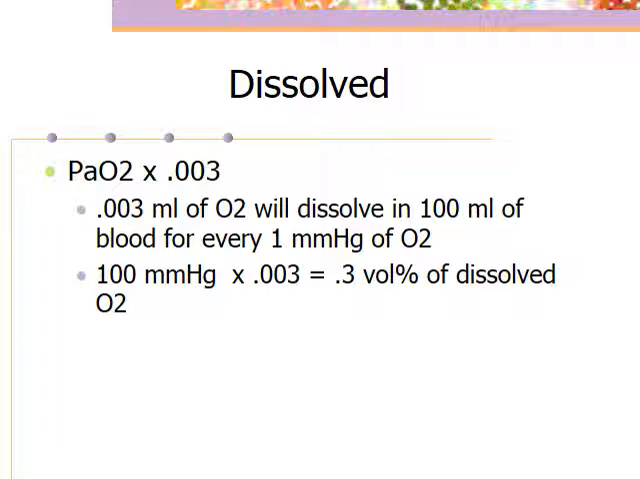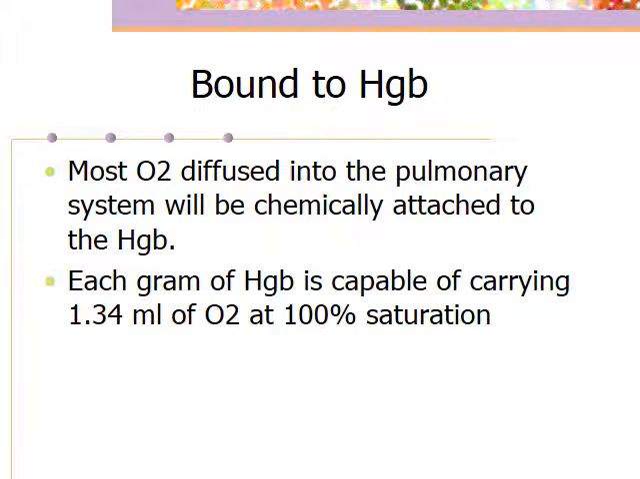So to find the dissolved amount of oxygen, you will take the PaO2, which you will find off a blood gas. So you'll need an arterial blood gas to be able to calculate this. You times that by most oxygen diffused into the pulmonary system will be chemically attached or bound to the hemoglobin.